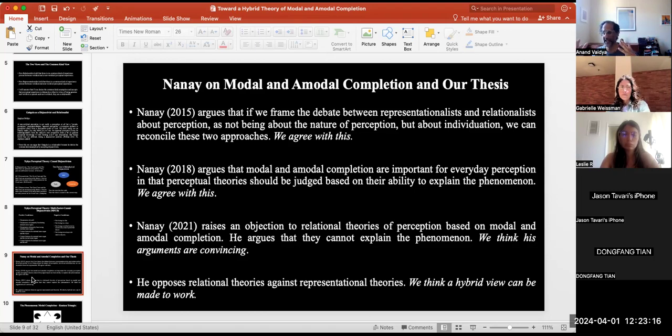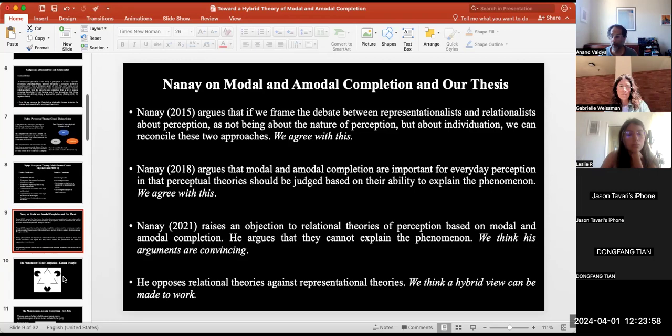So in that sense, we can say the following: if modal and amodal completion is an everyday phenomenon in perceptual experience that should be part of adjudicating whether representationalism or relationalism is correct, and it turns out relationalism really has no hope of answering it, then it looks like the representationalist wins the debate. We agree that his arguments are convincing in the sense that they need to be taken seriously. However, we think that a hybrid view can be made to work, and our goal is to show how a hybrid view designed along multiple dimensions can be used to solve this problem.